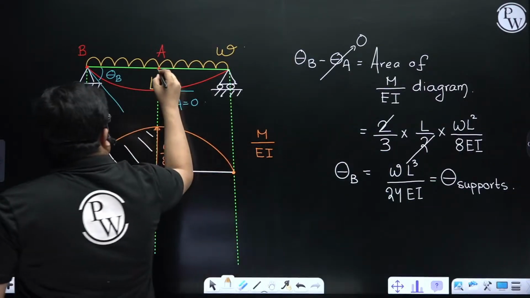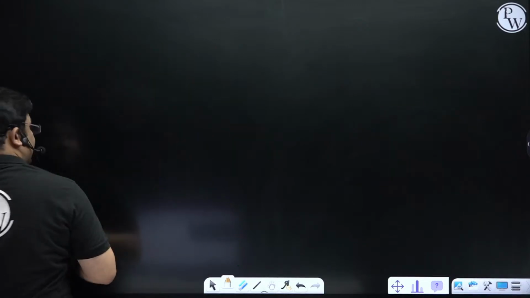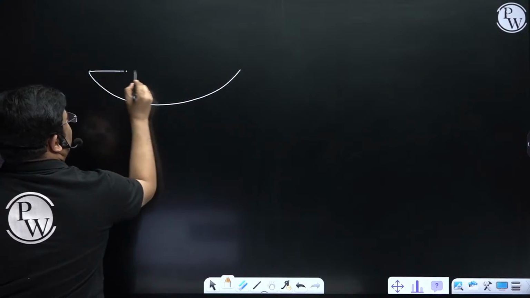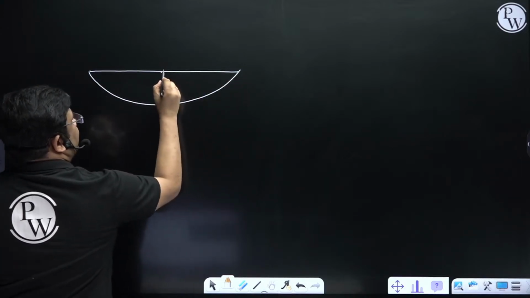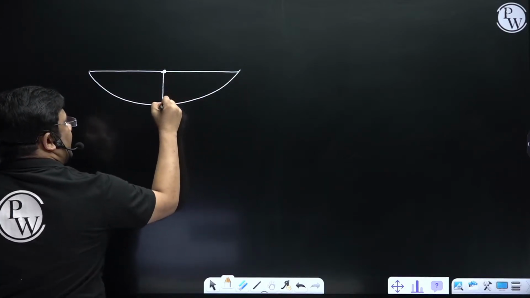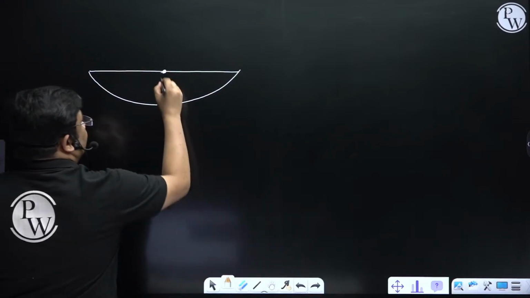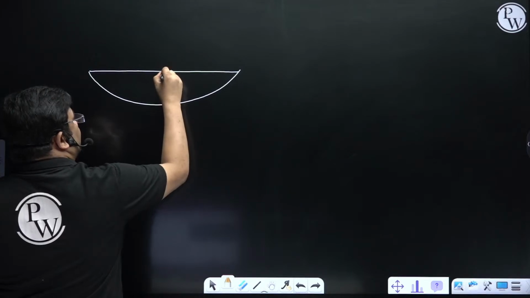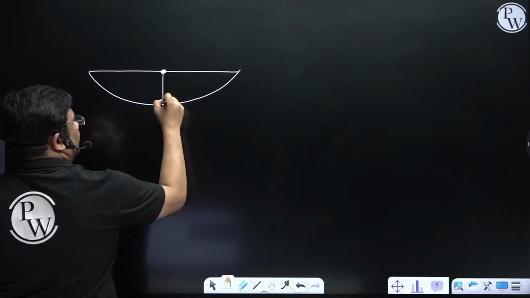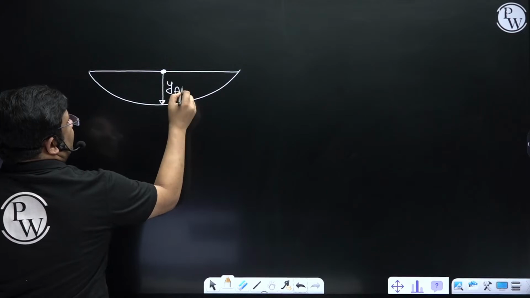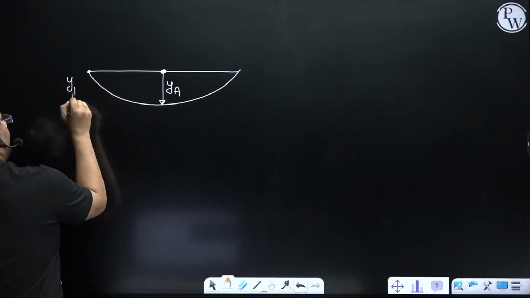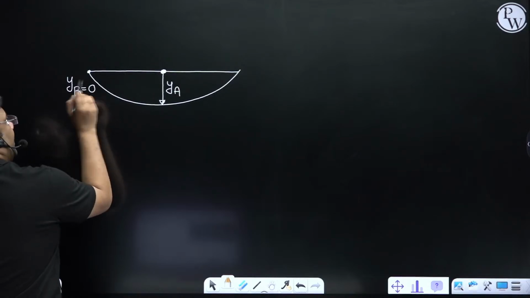Now how to get the deflection? So this was the deflected shape. This is the original beam, and this is the deflected shape. This is YA, which is the maximum deflection or central deflection. And here also YB is 0.